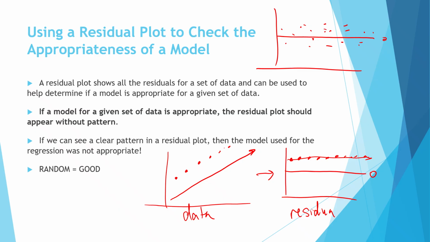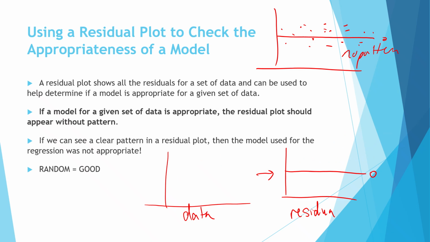And so here we could see a clear pattern, which means that is not our line of best fit. But here there's no pattern, which is kind of what we want, right? Let's take a look at if we have another data set and then what the residual plot may look like.